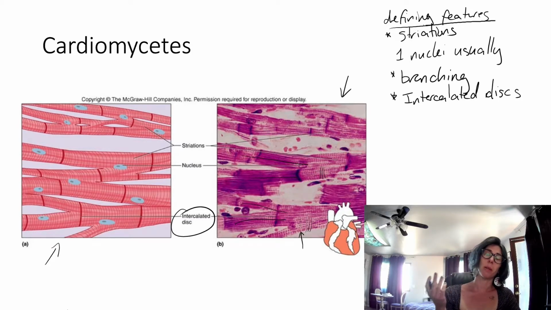Now, if you're talking about skeletal muscle, every skeletal muscle cell has to be innervated by a nerve in order for it to contract. This is not true for the heart. The heart creates its own action potentials. So we say that the heart is autorhythmic.